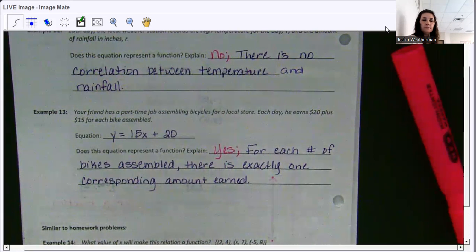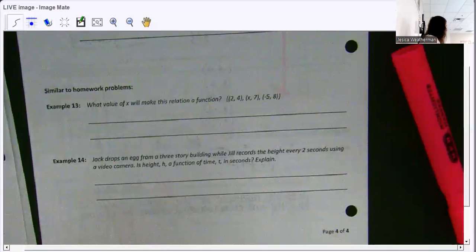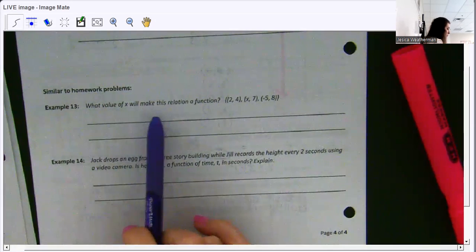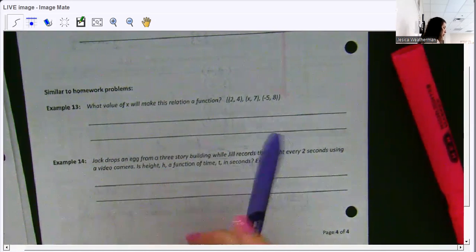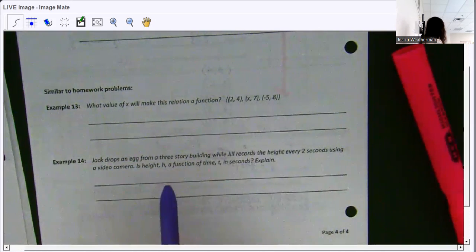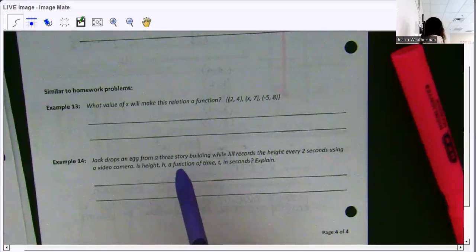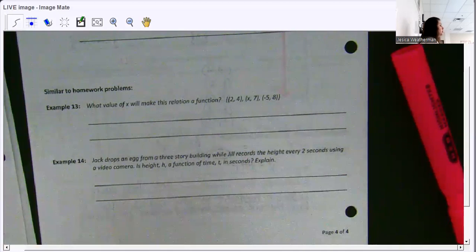So these last two problems are just problems that students in the past have struggled with on the homework. So what I did is I created a problem that is similar to those two. So let's look at this one. I want you to think about this one. This takes a little bit of critical thinking based on what you already know. What value of X will make this relation a function? Look at your ordered pairs. What is the value of X that will make this set of ordered pairs a function?